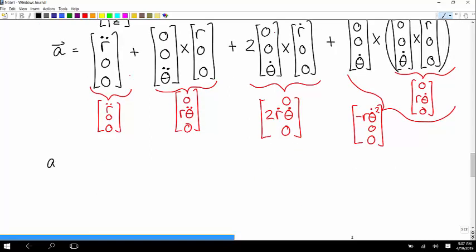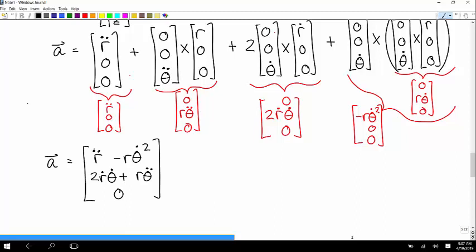Our final expression for the acceleration is: the first component is r double dot minus r theta dot squared. The second component, the way people usually write it, is 2 r dot theta dot plus r theta double dot. And the third component is 0.